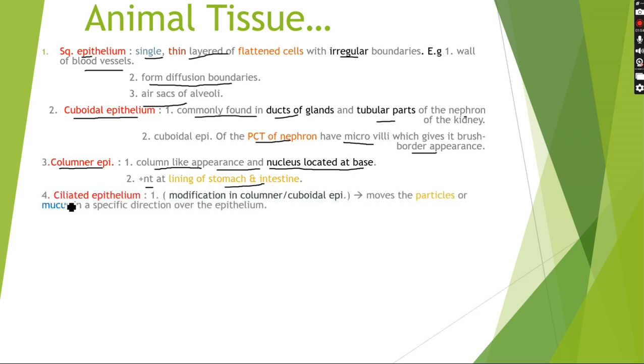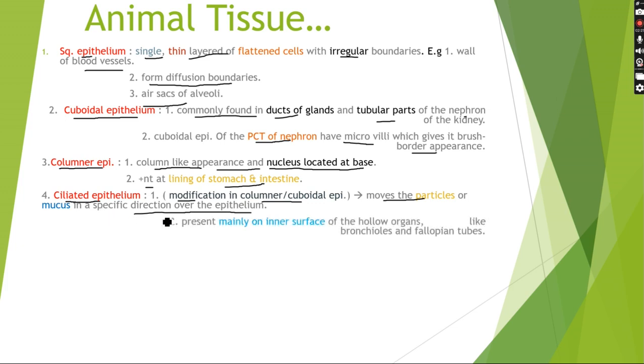Then ciliated epithelium. Ciliated epithelium में क्या है? ये है modification of the columnar and cuboidal epithelium. जो ciliated epithelium है, this is like columnar and cuboidal epithelium after modified it becomes ciliated epithelium. इसका काम क्या है? It moves the particles or the mucus in a specific direction over the epithelium and then present mainly on the inner surface of the hollow organs like bronchioles and fallopian tubes.